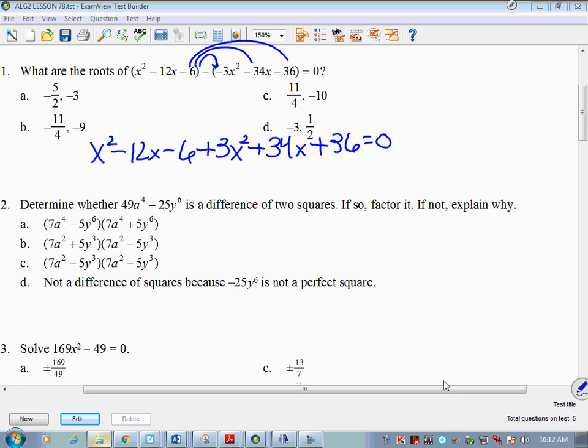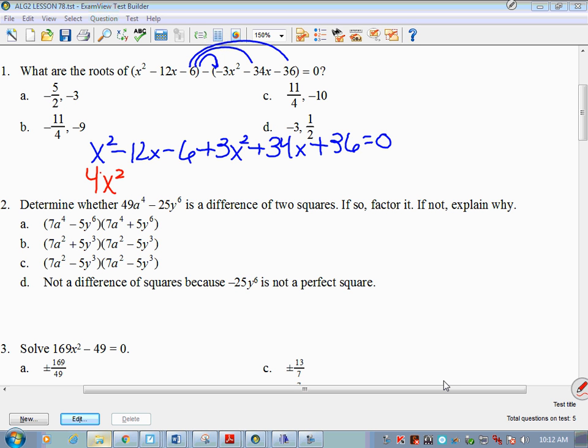What would the next thing that you would do, just naturally? Combine like terms. So we're going to look for like terms. Are there any like terms with x squared? What is it? All right, so what is that going to equal? All right, so I'm going to write 4x squared.